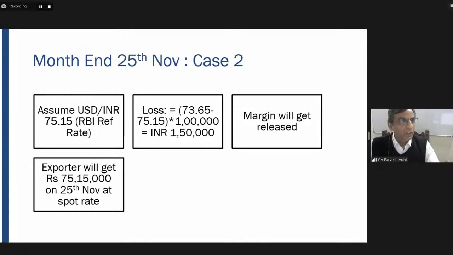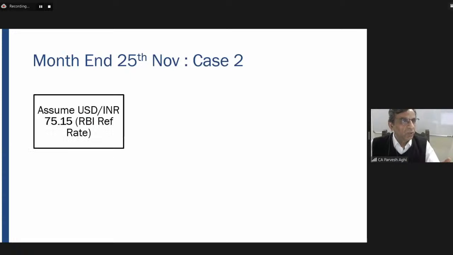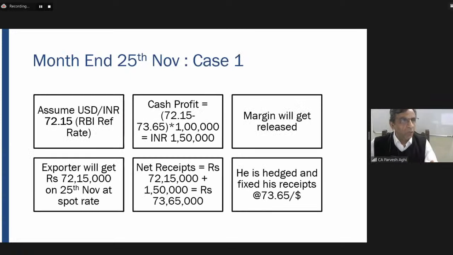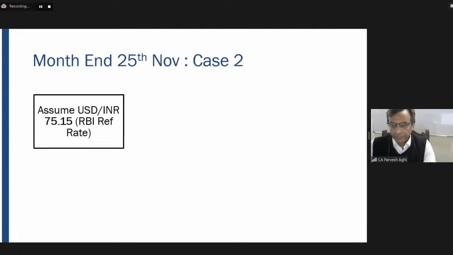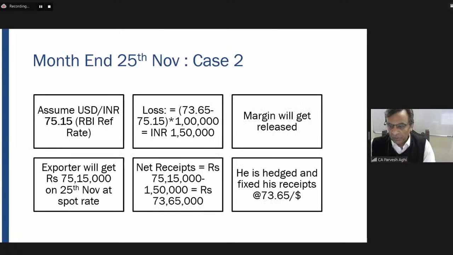In the first scenario, if the rate goes down, he makes a profit in the stock exchange, but makes a loss in the spot market. So a profit of 1,50,000 and a loss in the real market. So overall exposure will be limited to 73.65. He has hedged himself at 73.65. I hope you have understood.